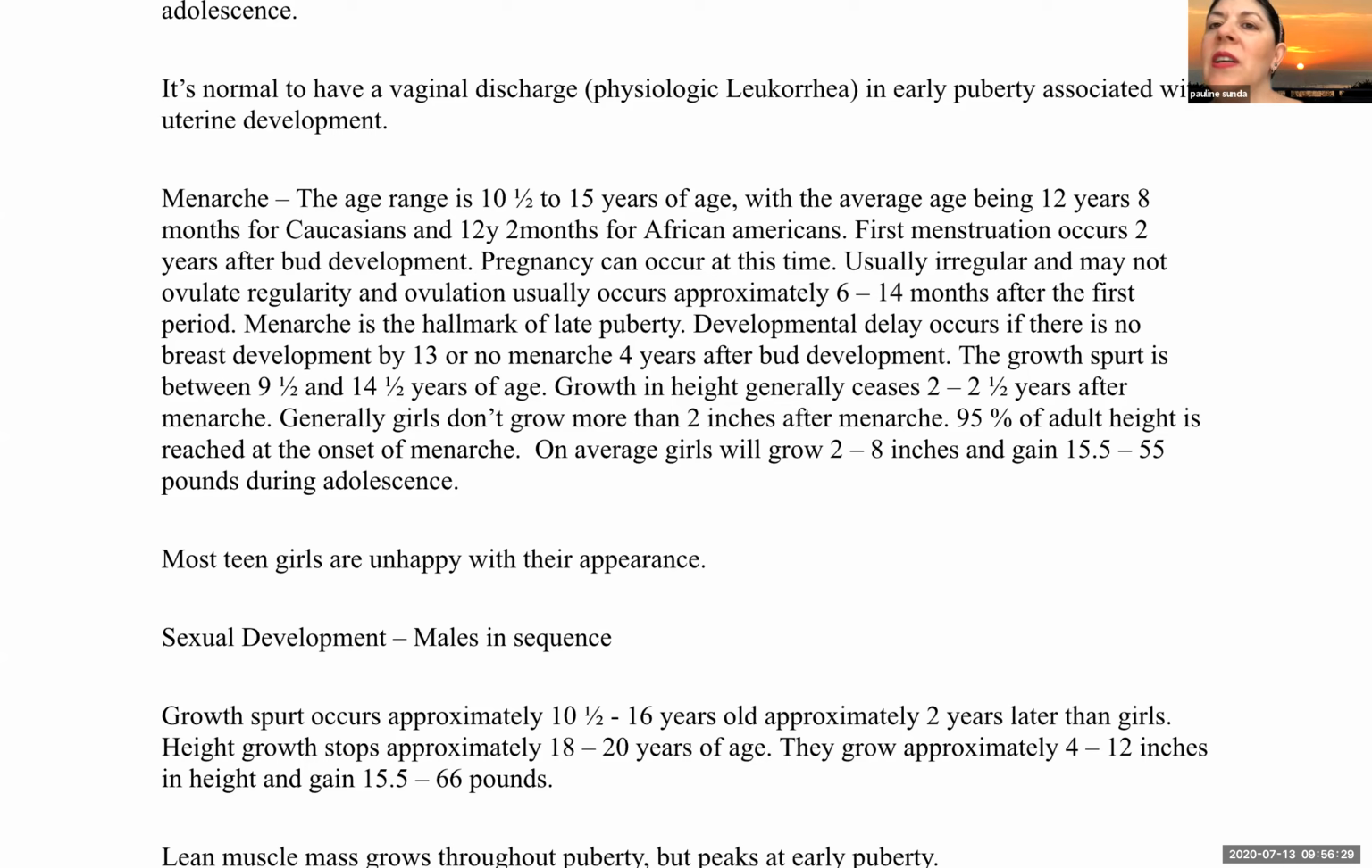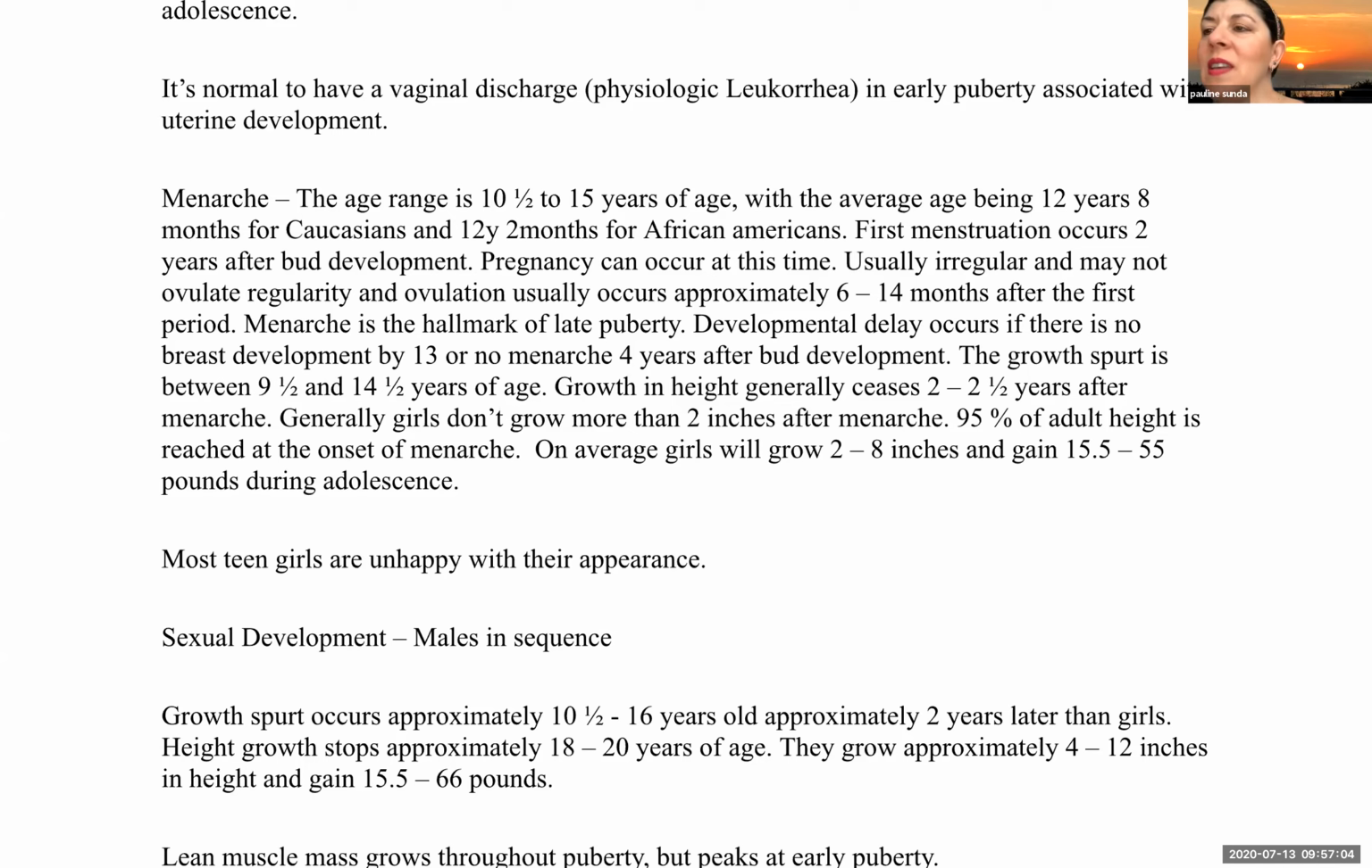Usually they are irregular and they may not ovulate with regularity, and ovulation usually occurs about 6 to 14 months after the first menstruation. Menarche is the hallmark of late puberty. Developmental delay occurs if there is no breast development by 13 or no menarche 4 years after bud development. The growth spurt is between 9.5 and 14.5 years of age. Growth in height generally ceases 2 to 2.5 years after menarche. Generally, girls don't grow more than 2 inches after menarche.